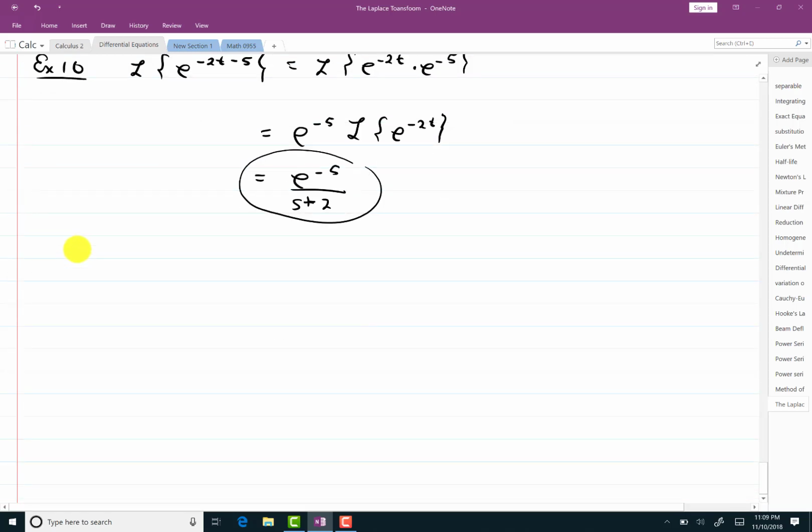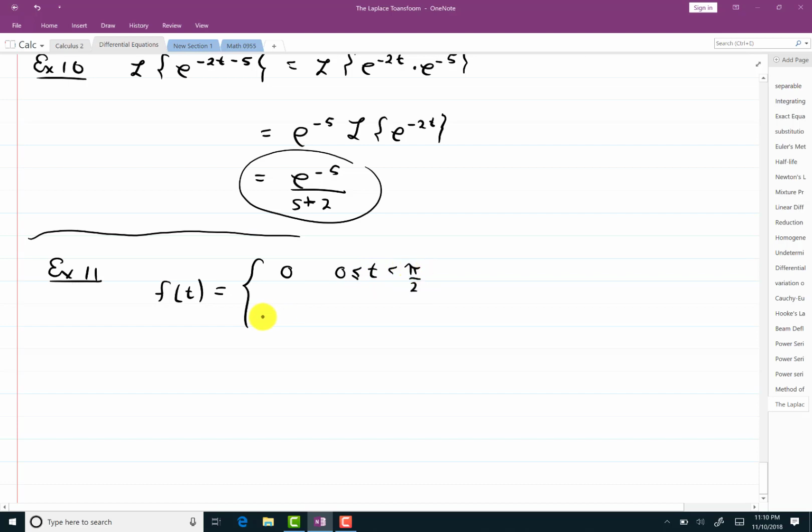And one last example. Most of the homework for the introductory stuff is doing exactly what I'm doing, trying to evaluate the Laplace transform of different things that you're given. So check this out though. Suppose our function is this. Suppose it's 0 when t is greater than or equal to 0 but less than pi over 2. And suppose that it's cosine of t for t greater than or equal to pi over 2.